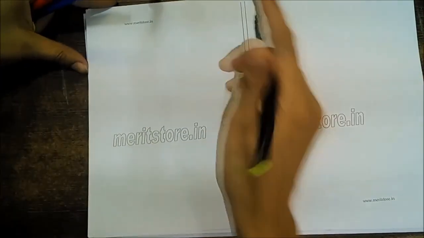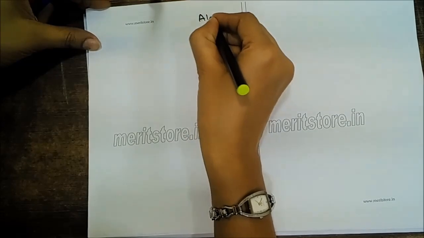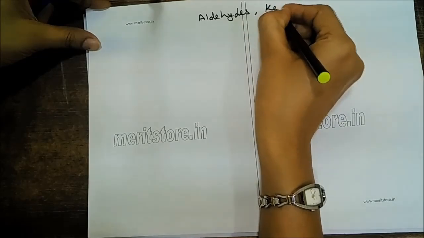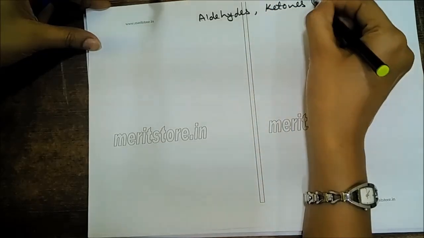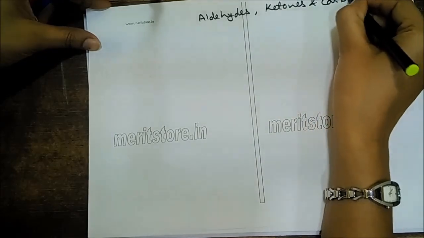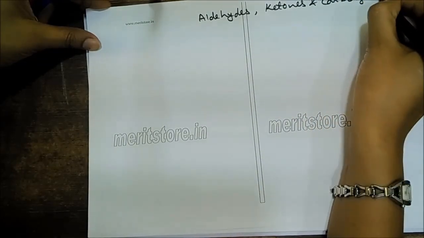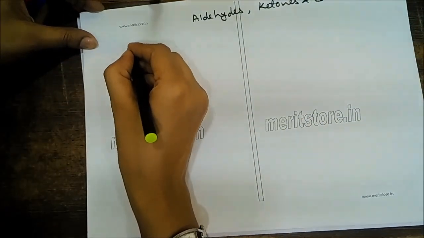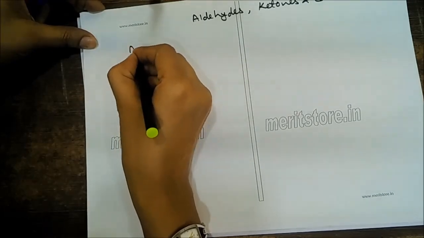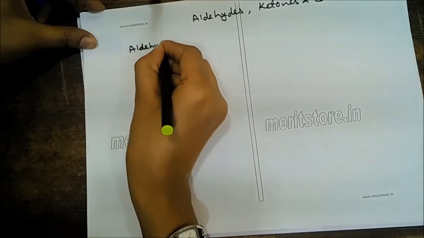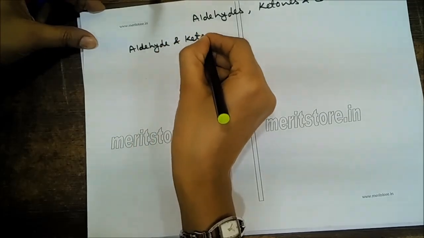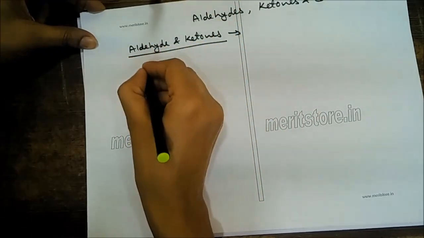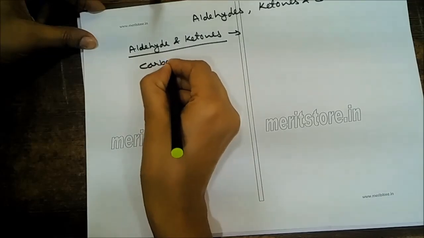The topic is aldehydes and ketones, and carboxylic acids. We'll start with aldehydes and ketones. First we'll study what is a carbonyl compound.